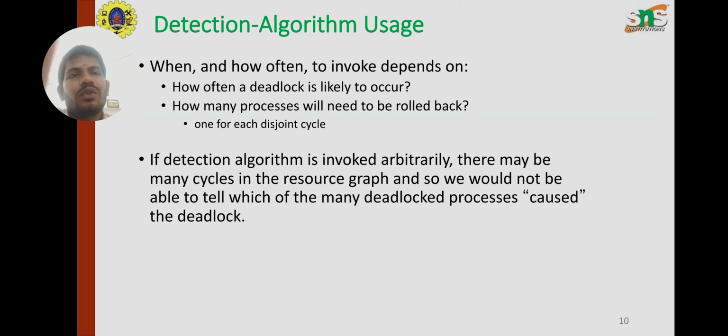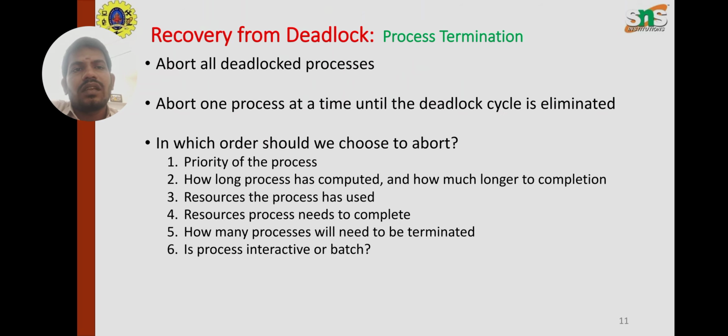Detection algorithm usage. When and how often to invoke it depends on two questions. First, how often is a deadlock likely to occur? Second, how many processes will need to be rolled back? One for each disjoint cycle. If the detection algorithm is invoked arbitrarily, there may be many cycles in the resource graph, and we will not be able to tell which of the many deadlocked processes caused the deadlock. So this is the deadlock detection algorithm usage.